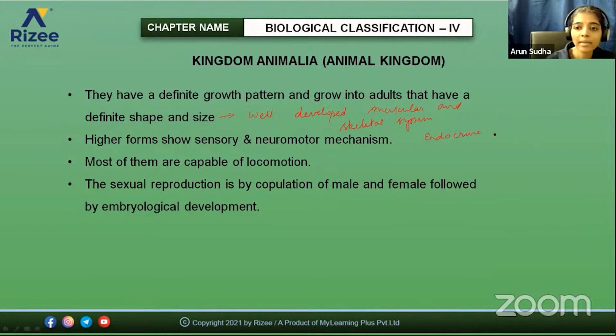Different animals have different features. Most of the animals are capable of locomotion, and sexual reproduction is by copulation of male and female, followed by embryological development. There also occurs a well-developed circulatory system. So in the animal kingdom, depending upon all these factors, there are different types of classification of the animals, that is, different phyla that come under the kingdom Animalia.